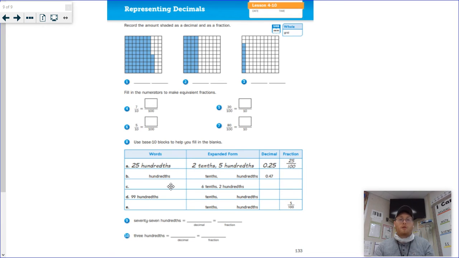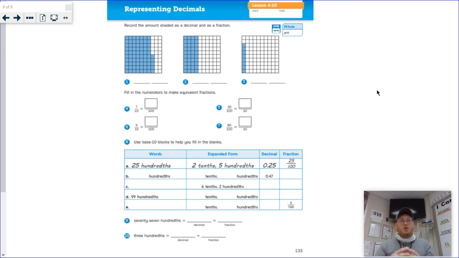Number 8, this table right here, this chart, you're given 4 columns. The first column is word form. So tell me what the word form of that number would be. The expanded form, break it into tenths and hundredths. Decimals, give me the decimal. And then finally, give me the fraction. For 9 and 10, for the word form of that decimal or fraction, you need to give me the decimal and you need to give me the fraction. This should be very simple as long as you go back and review if you need to.